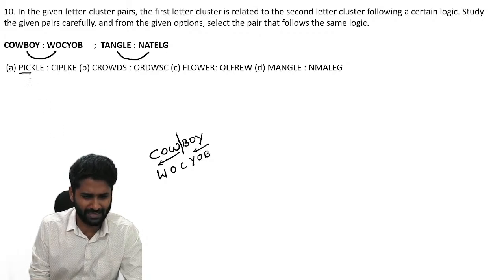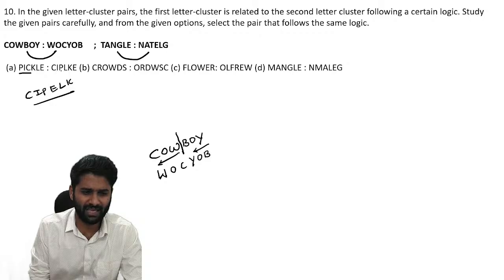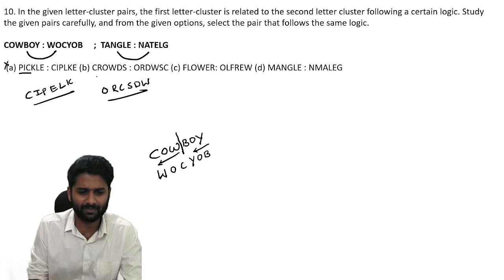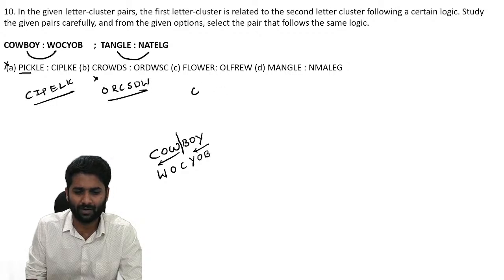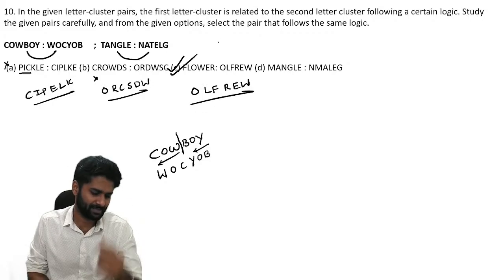Pickle. So PIC means we need CIPELK. So check with this option, CIP. So A is not the right answer. Crowds. ORCSDW. So this is also wrong. Flower. OLFREW. So the suitable answer is C.